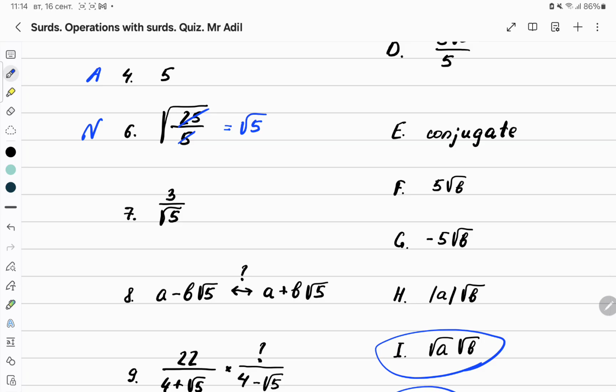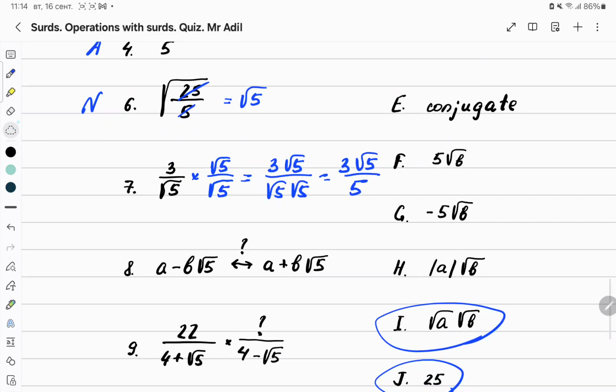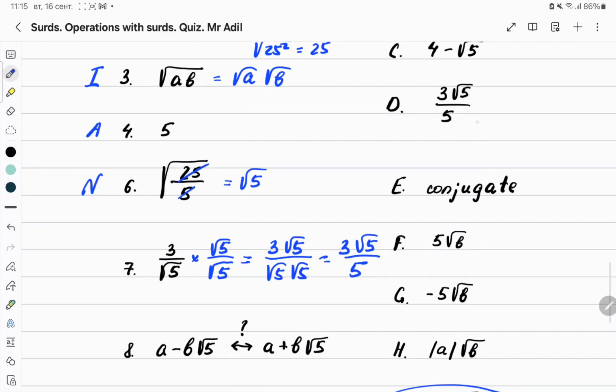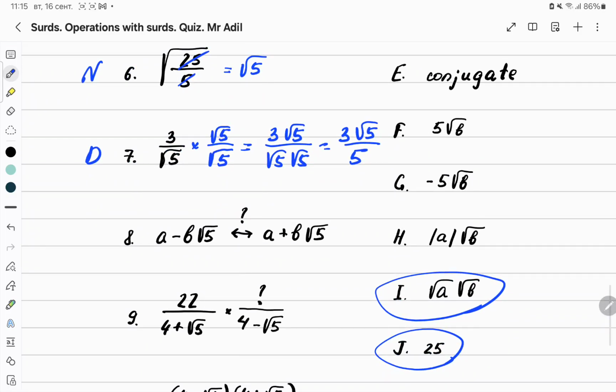Number 7. So 3 divided by square root of 5. We have to multiply by the square root of 5 to rationalize the denominator. So to make our denominator rational, we have to multiply by the same number, square root of 5. So it is 3 square root of 5 divided by 5. Square root of 5 times square root of 5 is simply 5. That is why this is the final answer. And let's find this answer. 3 square root of 5 divided by 5. Yes, here we go. It is G, 7G.